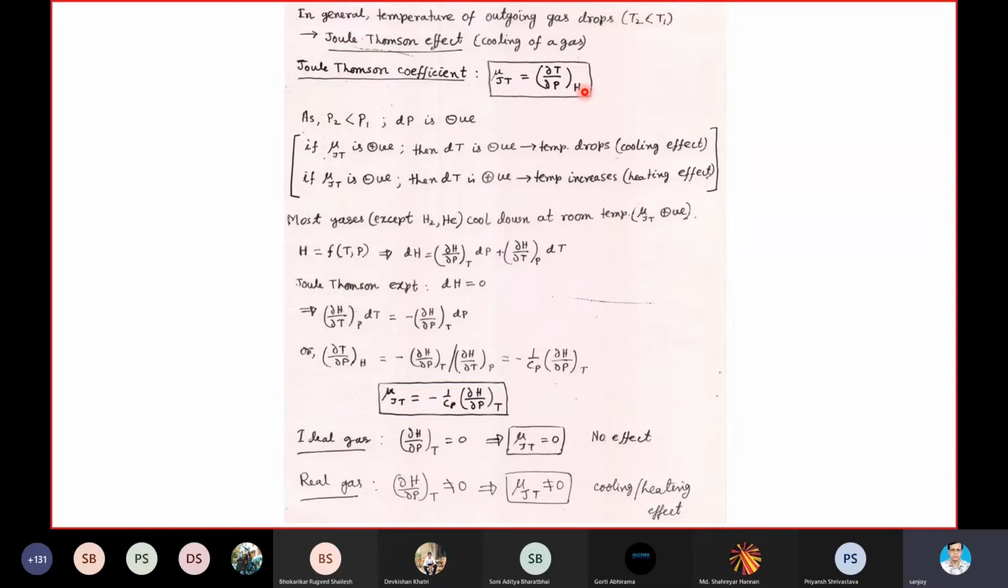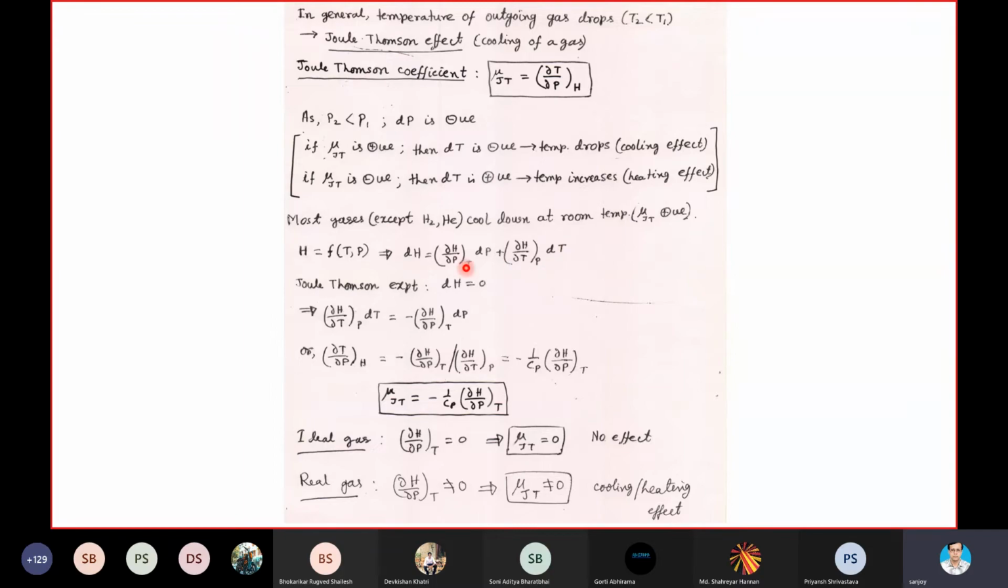Since H is a constant here, we want to change this H into something else. So let us write H, the enthalpy, as a function of pressure and temperature, because we are dealing with temperature and pressure change. If I take a differentiation, we write dH equal to del H del P at constant T dP plus del H del T at constant P dT. You know this expression.